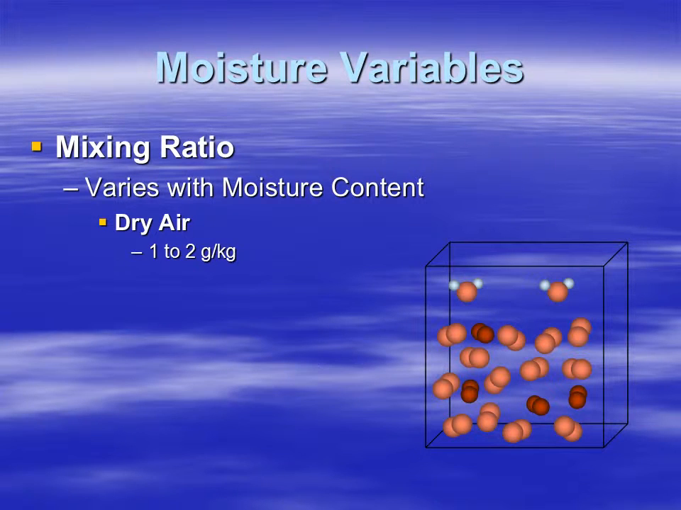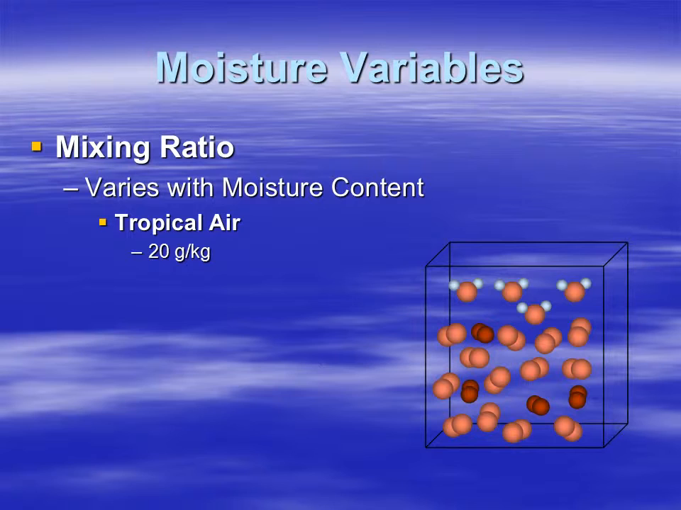There are some numbers for you. Dry air, typically 1 to 2 grams per kilogram. Tropical air, somewhere around 20, just to give you some perspective. We put it in terms of grams per kilogram because meteorologists don't like to talk in terms of really small numbers. We don't say that it's 0.02 grams per gram. We like to use whole numbers. That's why we multiply it by 1,000.